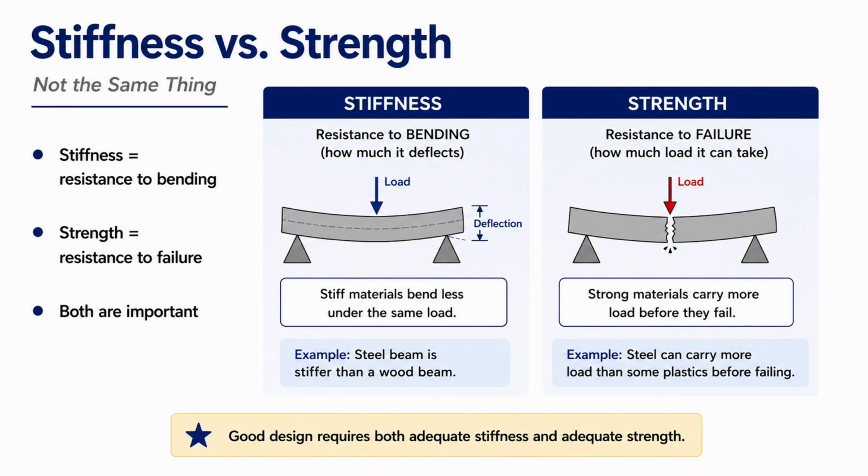Stiffness and strength are related concepts, but they are not the same thing. Stiffness describes a material's resistance to bending or deformation. Strength describes a material's resistance to failure. A material may be very stiff but break suddenly, or may be relatively flexible yet withstand large loads. Good engineering design often requires both adequate stiffness and adequate strength.